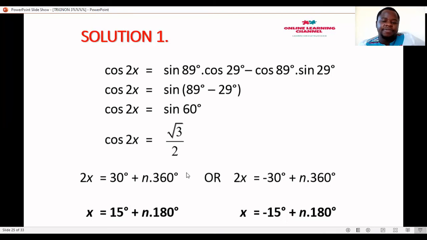Where n is an element of integer. So when you divide both sides by 2, you've got x is equal to 15 plus n multiplied by 180. All right, because it's cos, you can also have a negative here. Negative of this, 2x is equal to negative 30 plus n over 360. Then this should be simple.